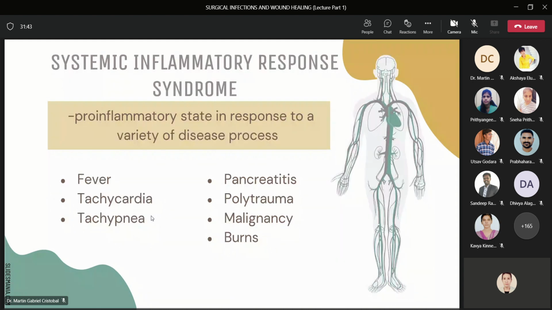Next is systemic inflammatory response syndrome, or SIRS. This is a pro-inflammatory state in response to a variety of disease processes such as infection, pancreatitis, polytrauma, malignancy, and burns. So the classic manifestation is fever, tachycardia, and tachypnea. And usually, organisms with SIRS warrant further investigation since they experience physiologic stress.